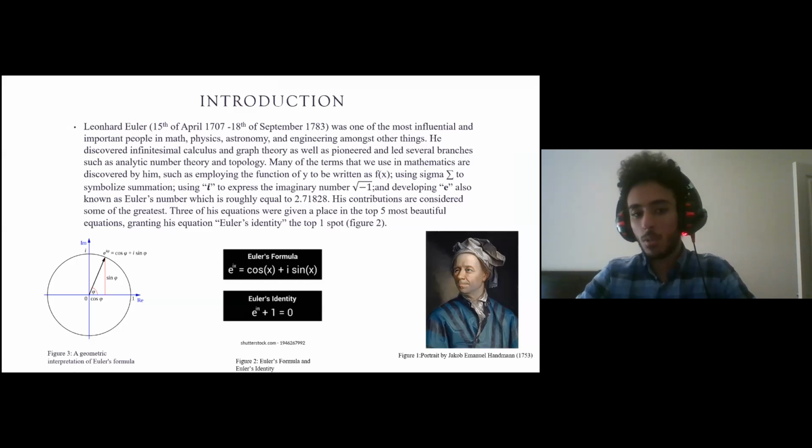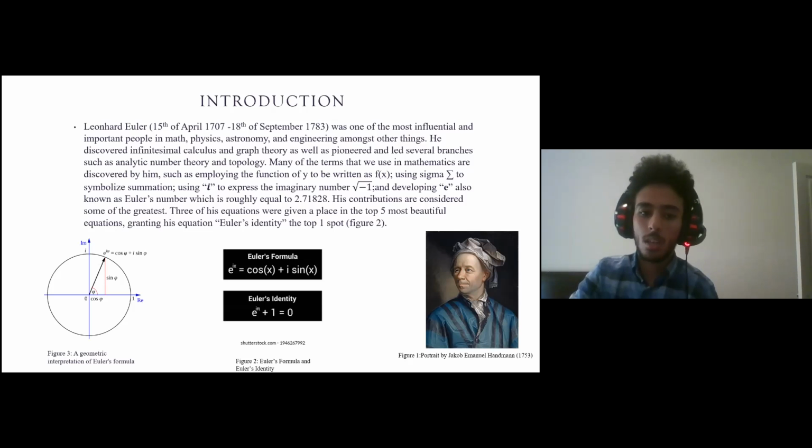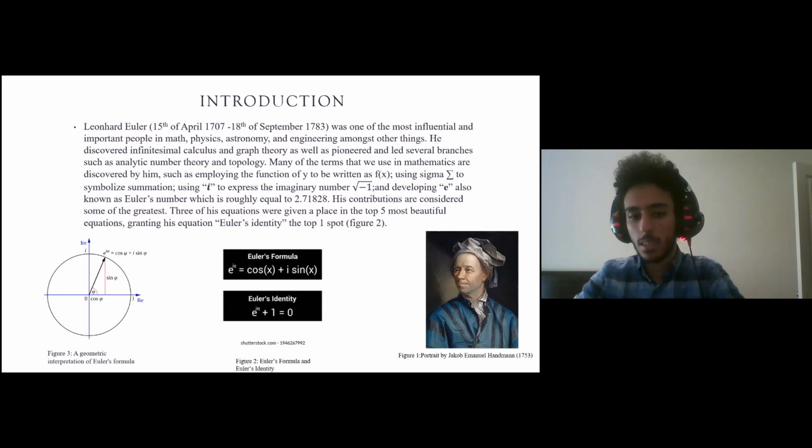He discovered infinitesimal calculus and graph theory, as well as pioneered and led several branches such as analytic number theory and topology. Many of the terms that we use in mathematics and think are very given or obvious were discovered by him, such as employing the function of y to be interchangeable with f of x, and using sigma to symbolize summation, as well as using i to express the imaginary numbers, the square root of -1, and developing e, also known as Euler's number, which is roughly equal to 2.71828.